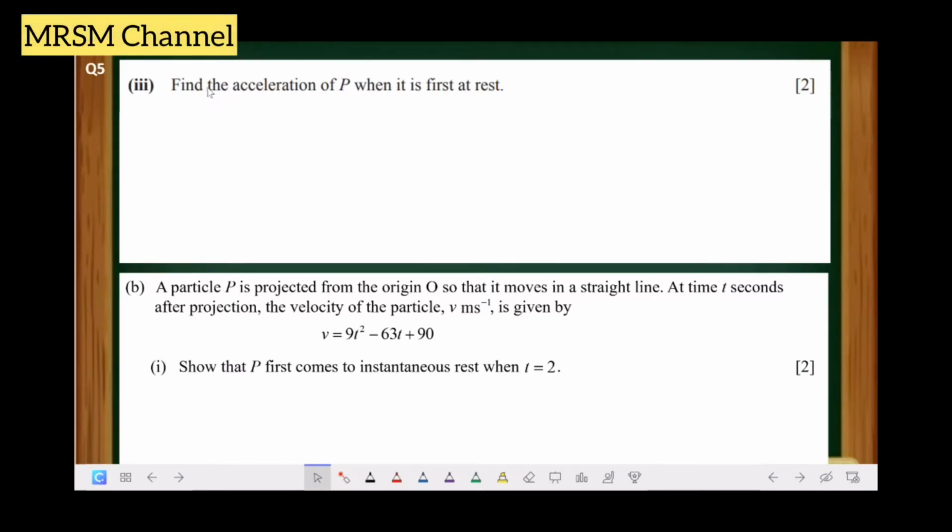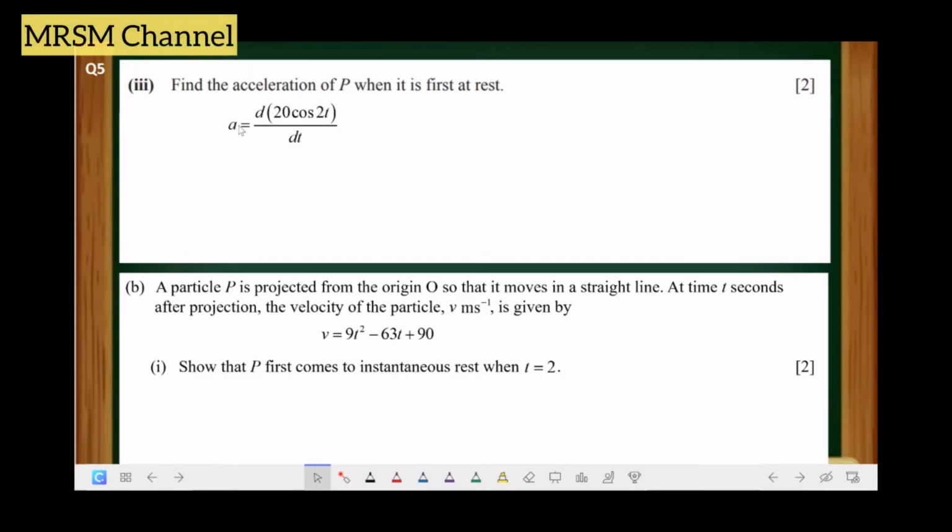So dia suruh cari acceleration bila particle tu first at rest. First at rest tu bila? Bila tadilah, bila t is equal to pi over 4. Alright, so nak cari acceleration daripada v, kita ada v is 20 cos 2t.